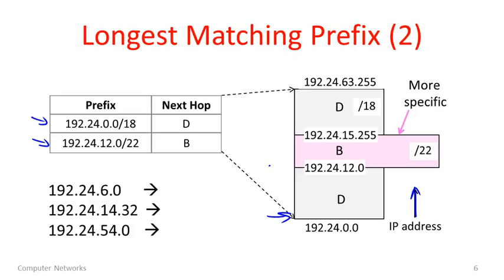The next prefix in the table, its bottom address is 192.24.12.0, so it's higher, and I've drawn that here. We don't have the top addresses yet. Let's try and calculate them.